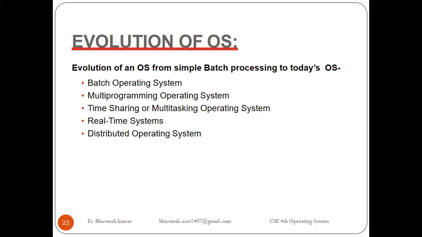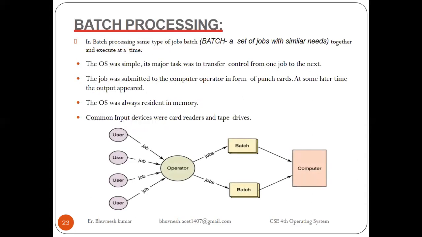Next is the evolution of operating systems, or we can say the types of operating systems. First is the batch operating system. Second is multi-programming. Third is time sharing, also known as multitasking. Fourth is the real-time operating system. And the last one is the distributed operating system.